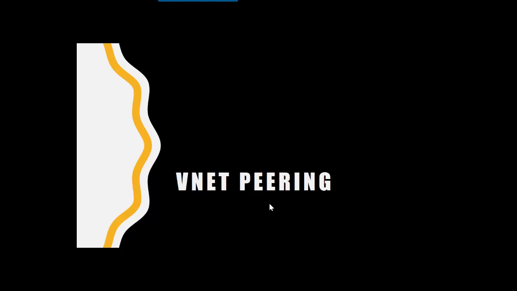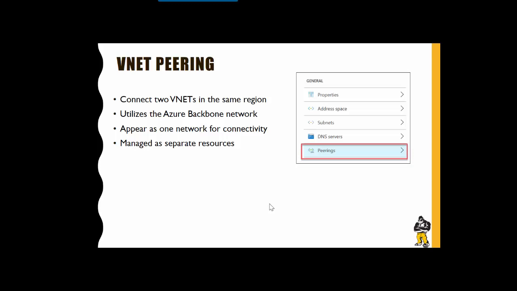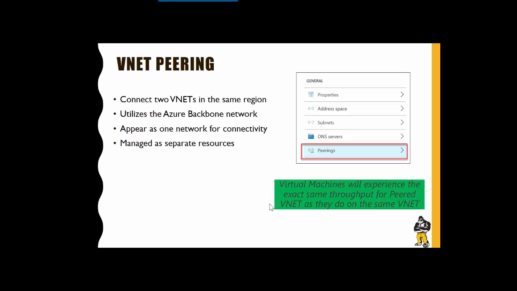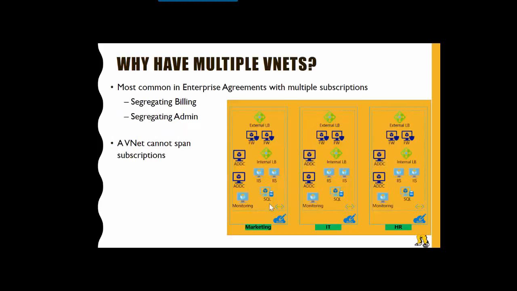Brings me to another feature called VNet peering. VNet peering is a really interesting feature. It basically allows you to connect two virtual networks within the same region. VNet peering communication happens on the Azure backbone network, so not like in some other public cloud scenarios where traffic goes through the public internet. By interconnecting VNets by using peering, they appear as one larger network, but they still remain separate resources. From a virtual machine perspective, the experience is exactly the same, providing the exact same throughput for peered VNets as if they belonged to the same virtual network.